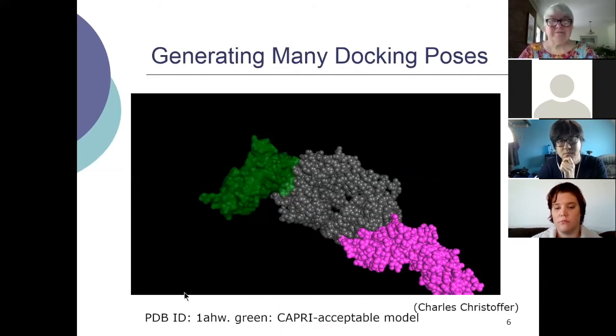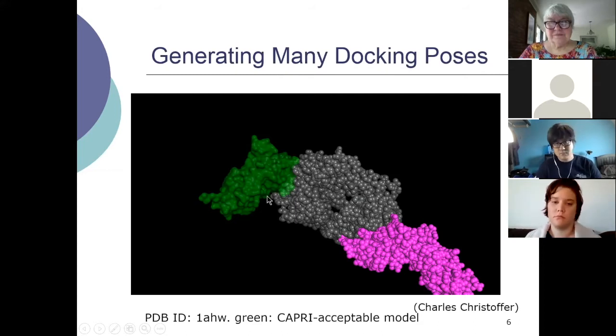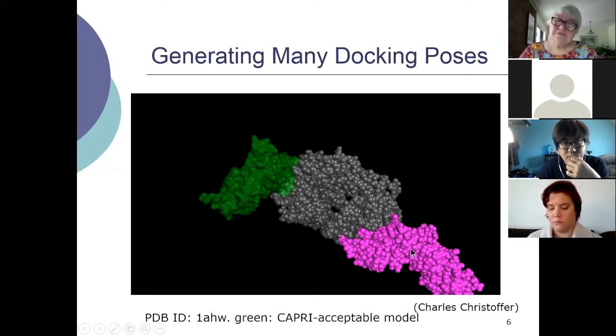This is supposed to be a movie, but I wanted to show a bunch of models. What the movie was trying to show is that the crystal structure is between the green and gray structures, and the ligand protein, now in magenta, is docked everywhere.